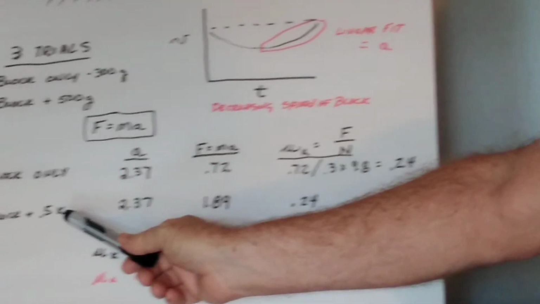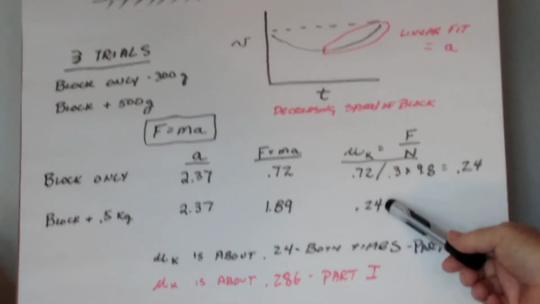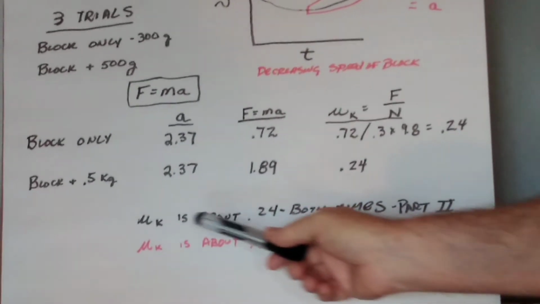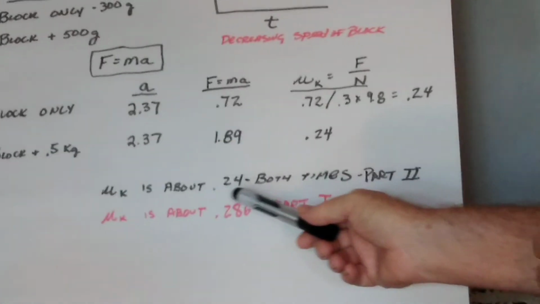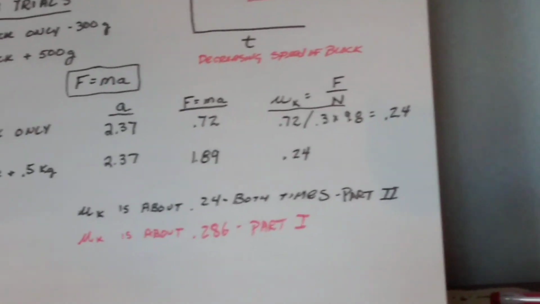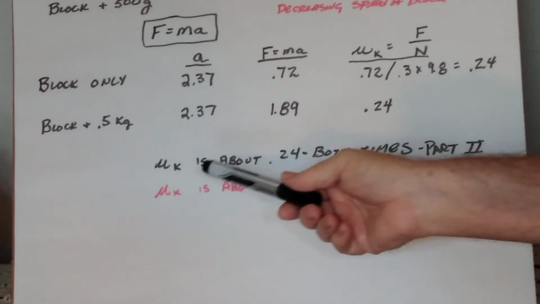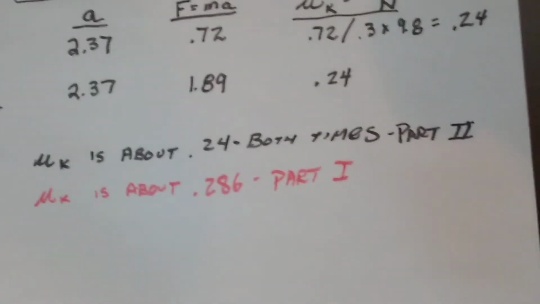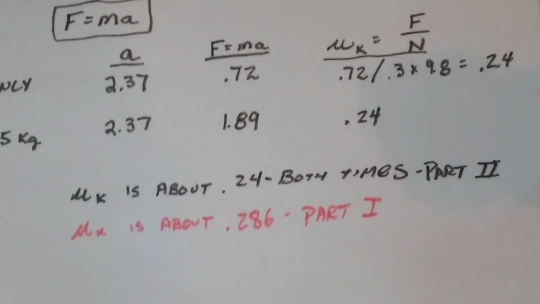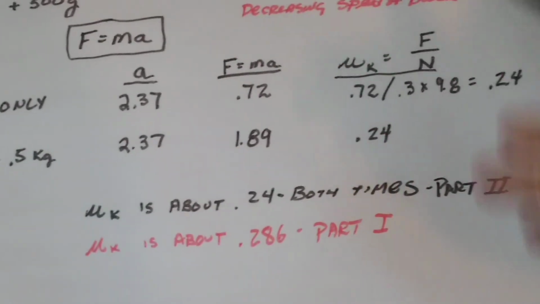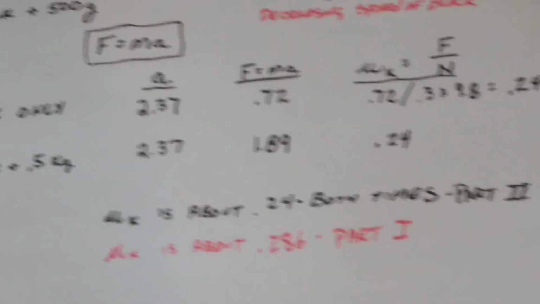We do the same thing in the second scenario. We also get a mu of 0.24. And we found out that in both cases, regardless of the weight, the mu sub k was about 0.24. And in our first part, the mu was about 0.286. So they are fairly close, again validating the data here. And in both cases, of course, both with mu sub k and mu sub s, it's less than 1. That concludes the friction lab.